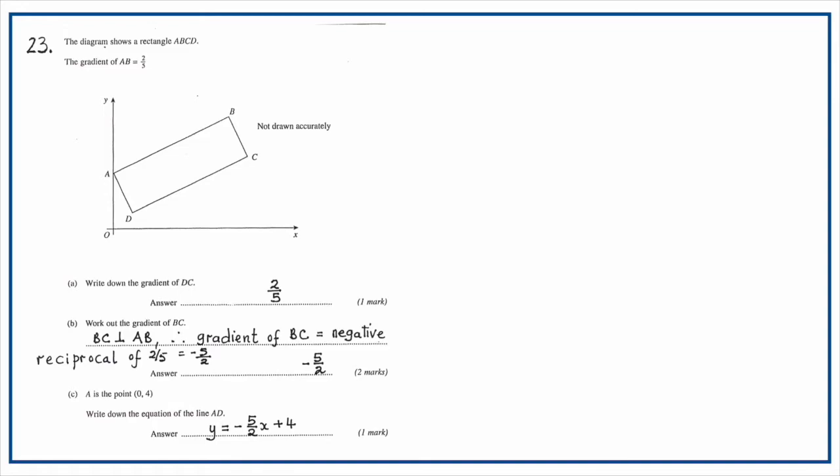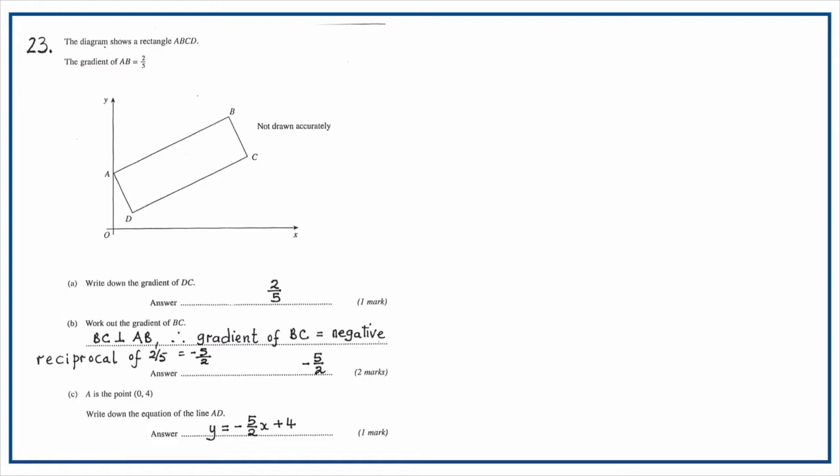Part B, work out the gradient of BC. BC is at right angles to AB. Therefore, the gradient of BC equals the negative reciprocal, when you flip them over, of 2 over 5. So the gradient of BC is minus 5 over 2.